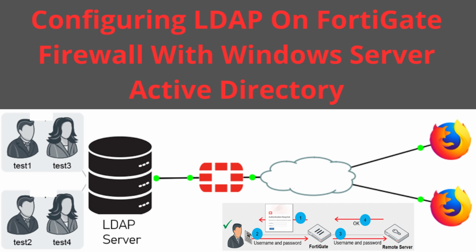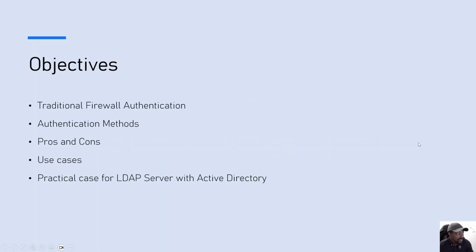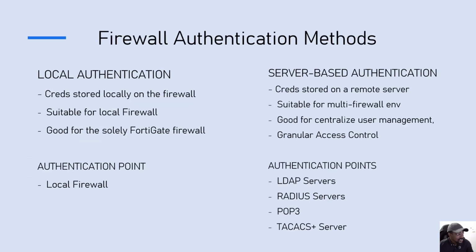So today we are going to talk about FortiGate firewall authentication. In this video we are going to talk about the traditional firewall authentication methods, the pros and the cons, use cases, and we do some practical case with an LDAP server on Active Directory. So when we talk about firewall authentication methods, there are basically two authentication methods with FortiGate firewall.